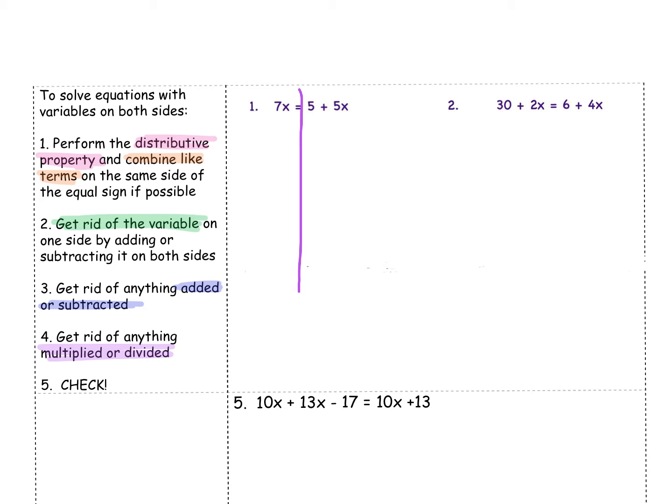We're going to go through. Do I have distributive property? Nope. Move on. Like terms. I have a 7x, so there's nothing there. And then when I look at my other side, I have nothing to combine either. 5 and 5x aren't the same. Okay, so nothing to combine. Get rid of the variable. So what we want to do is we want to take our variables. We want to say which one is smaller. So I have 7x and I have a 5x. I know 5x is smaller. So I'm going to move that one.